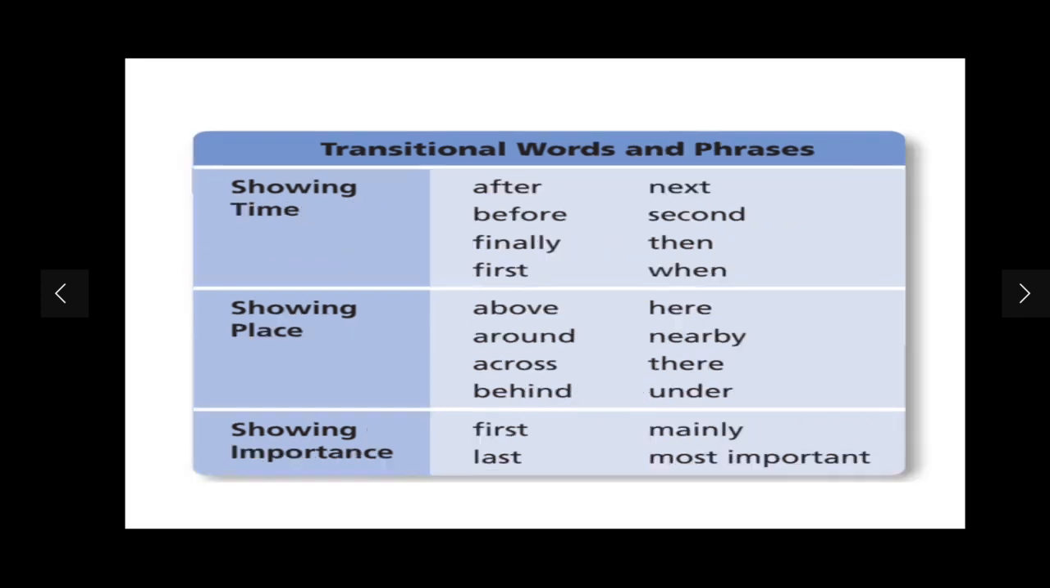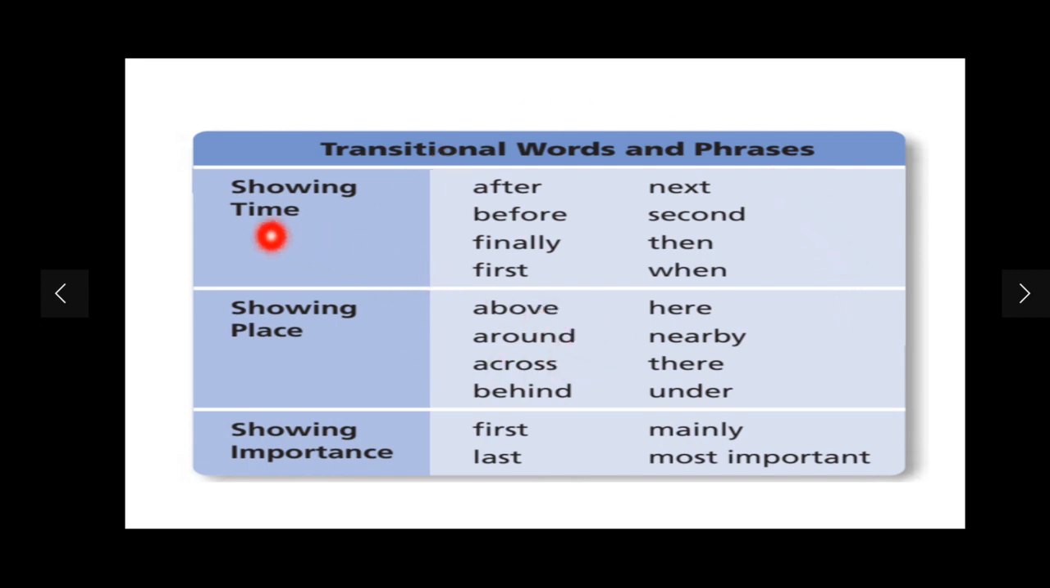Here we have some more. To talk about showing time, you can use after, before, finally, first, next, second, then, when. To talk about showing place, you can use above, around, across, behind, here, nearby, there, and under. Showing importance, you can use first, last, mainly, most important. So according to the situation, you can use transitions.